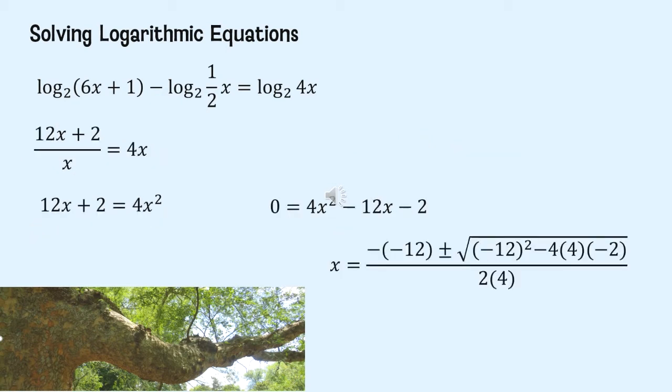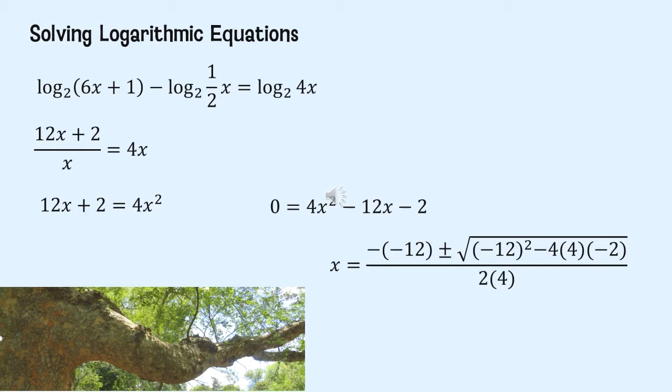Okay, so we had our original equation, log base 2 of 6x plus 1 minus log base 2 of 1/2 x equals log base 2 of 4x. And we used our rules of logarithms to rewrite the expression on the left so that it was log base 2 of 6x plus 1 divided by the 1/2 x, giving us 12x plus 2 divided by x equals 4x. Now we need to solve this equation. I'm going to multiply both sides by x to cancel out the denominator. That leaves me with 12x plus 2 equals 4x squared, and I have a quadratic equation.